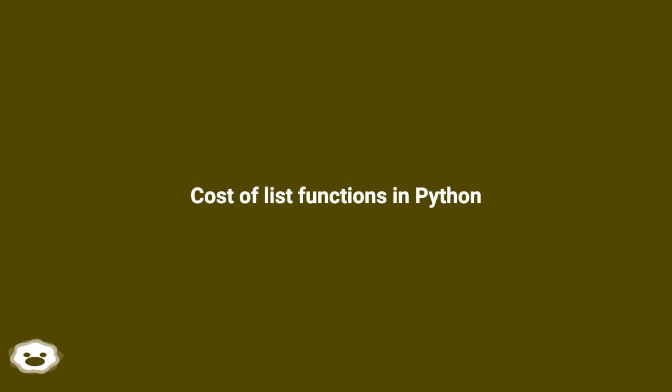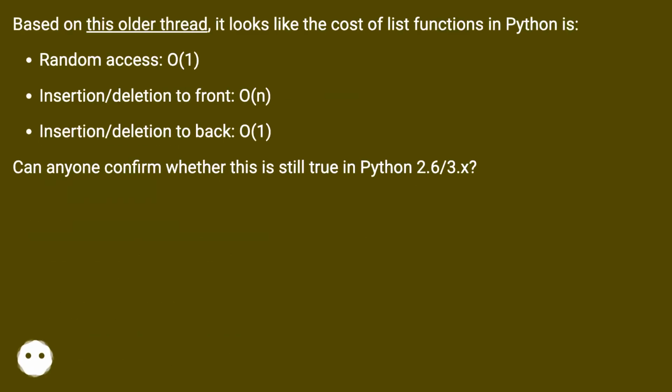Cost of list functions in Python. Based on this older thread, it looks like the cost of list functions in Python is: random access, O(1); insertion/deletion to front, O(n); insertion/deletion to back, O(1). Can anyone confirm whether this is still true in Python 2.6/3.x?